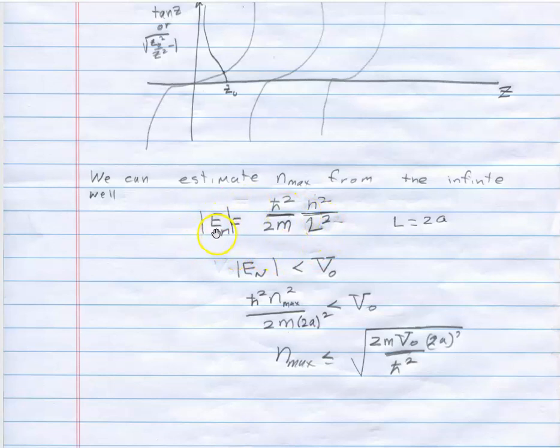I know that En in the bound state problem in magnitude has to be less than V naught. And so I can use that information to find that the maximum value is the value here. So if I know m, V naught, a, and well I've got h bar, then I can get at least an estimate of what the maximum value is. It will be the square root function on this side.